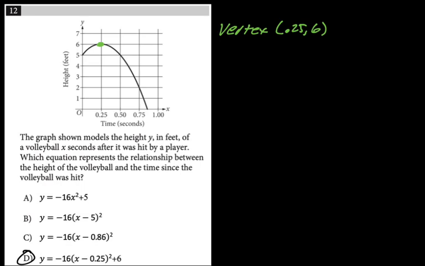Based on the vertex, just look at the answer choices and look for 0.25 and 6 to show up anywhere. They show up in D. That's definitely going to be the answer. But why is that the answer?